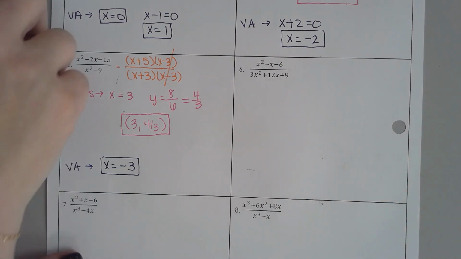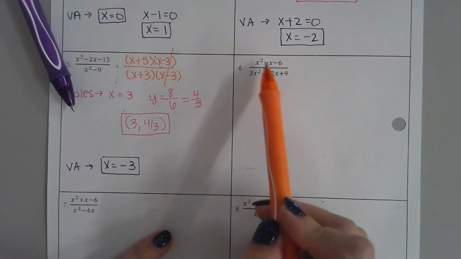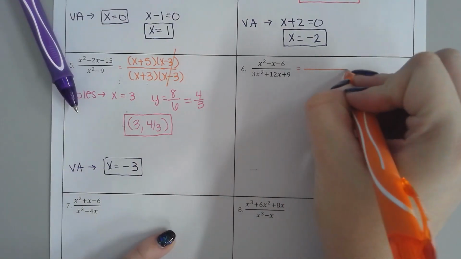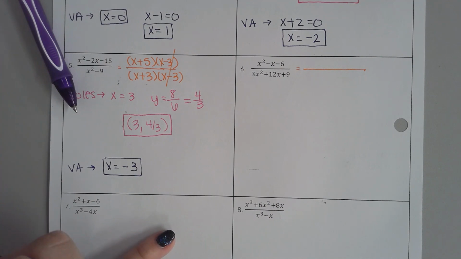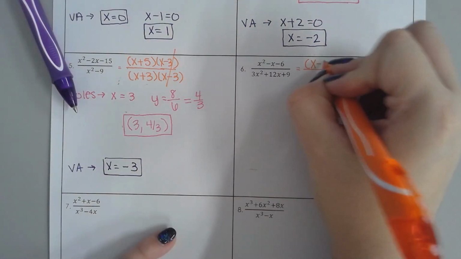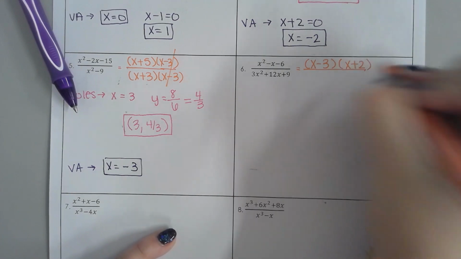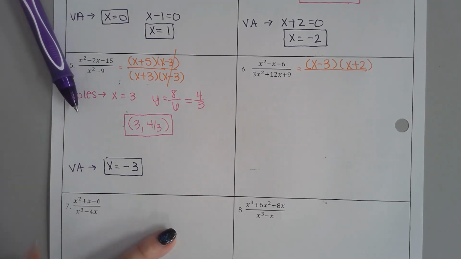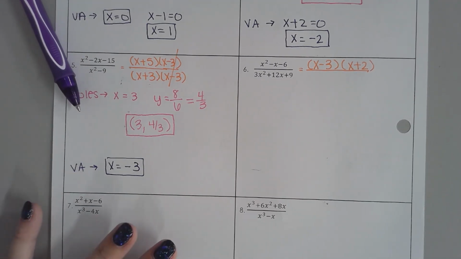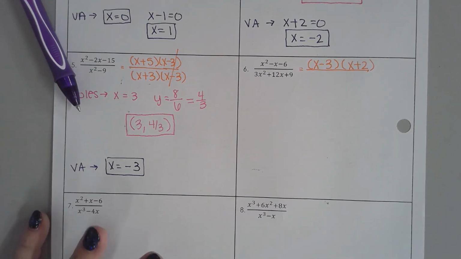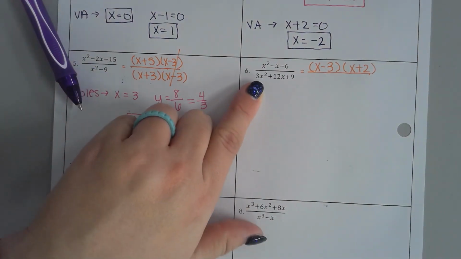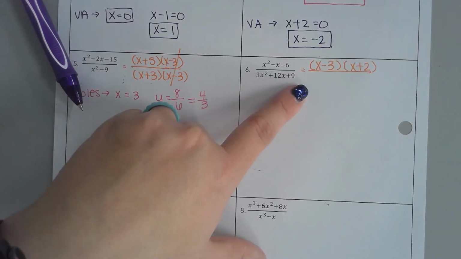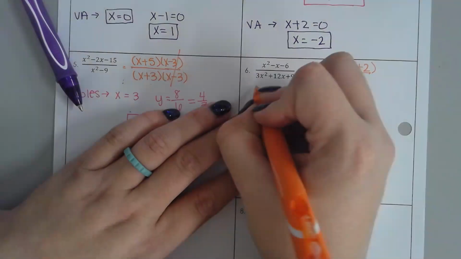Number 6. I need two numbers that multiply to be negative 6 and add to be negative 1. Negative 3 and 2. So x minus 3, x plus 2. Now when you see that denominator, you are probably going to think, oh no, I need the box method, because there's a number in front of the x squared. But you actually don't. Do you see how all three of those numbers are divisible by 3? We can get out that GCF.